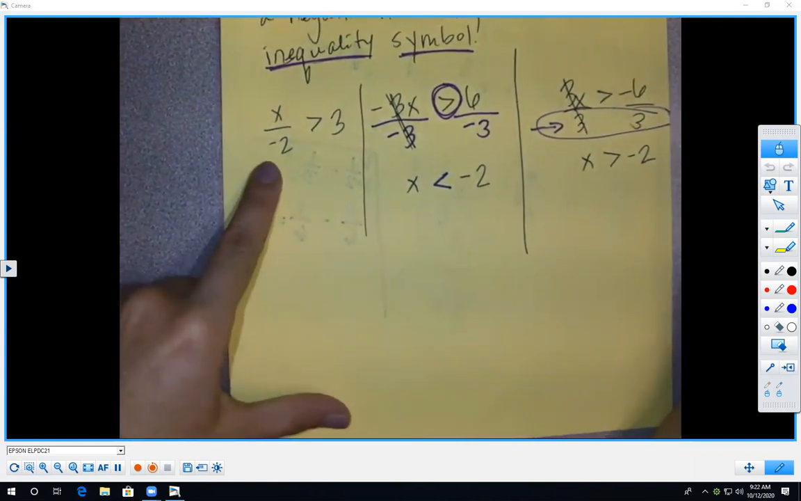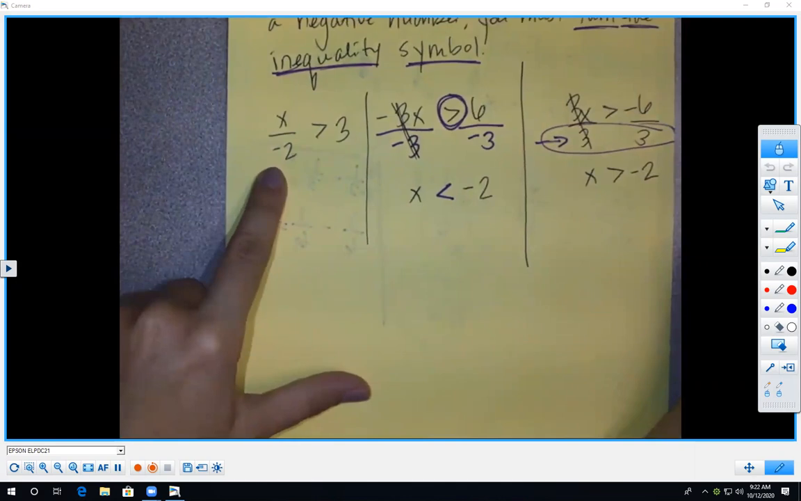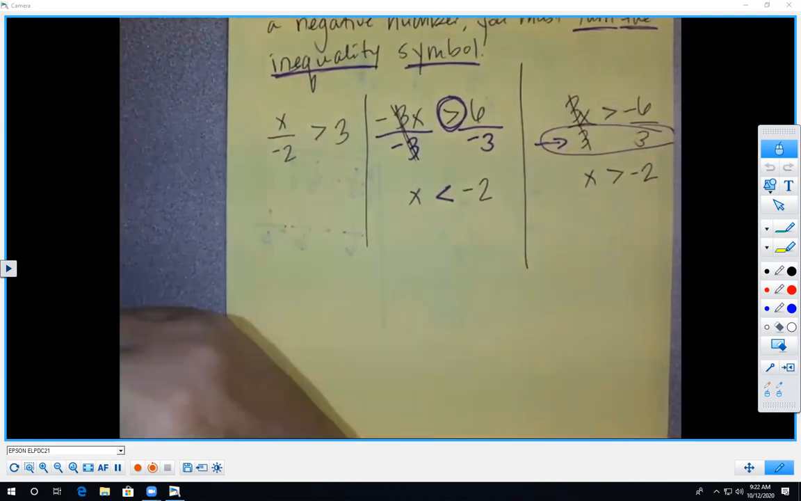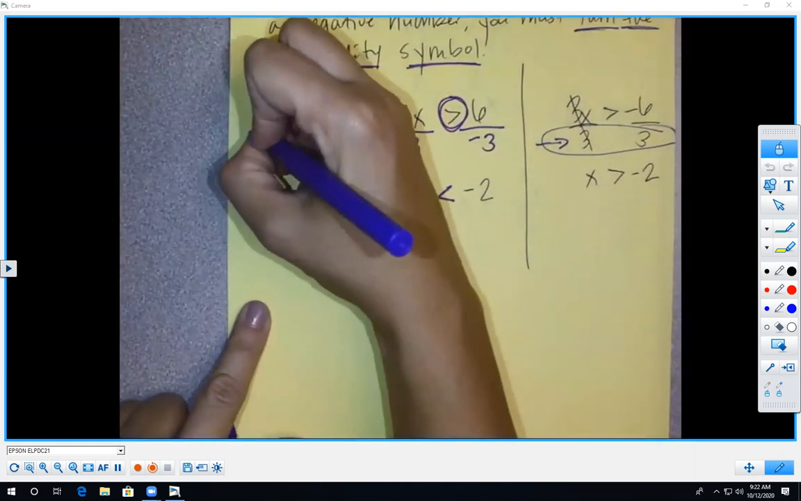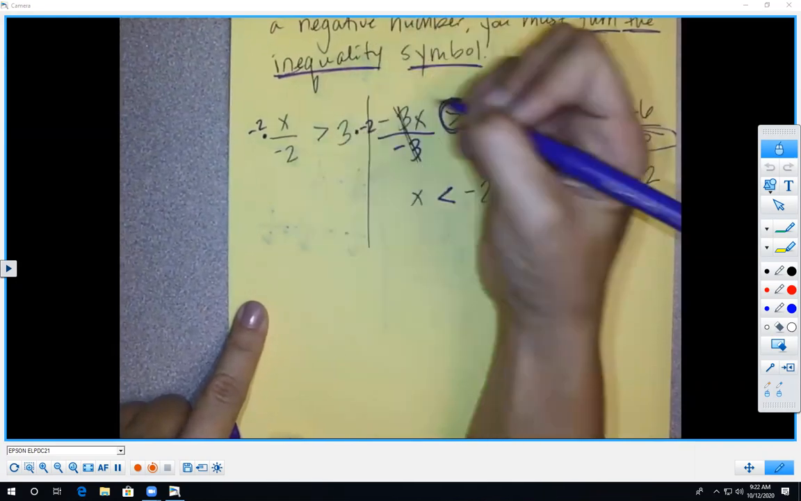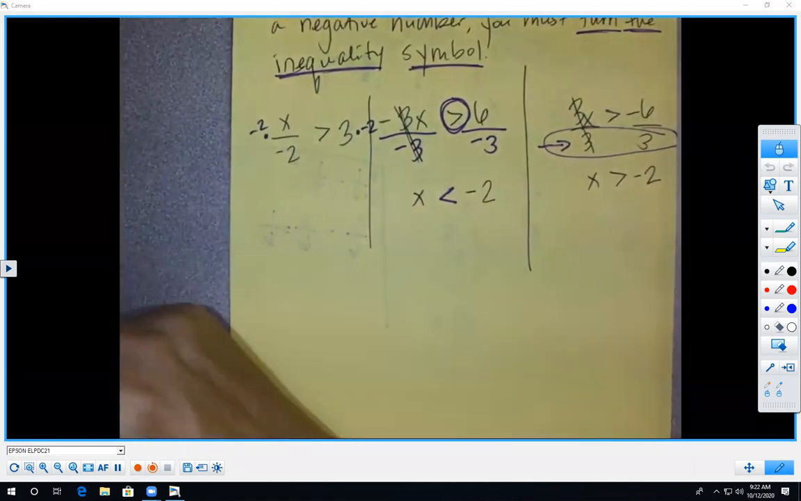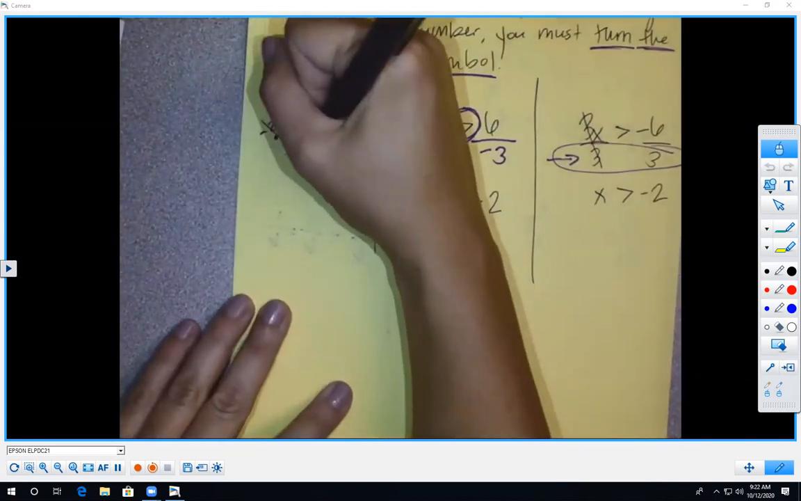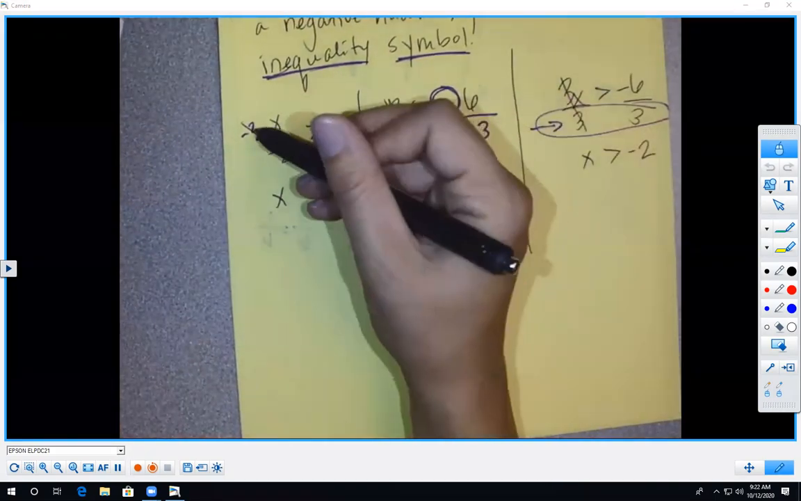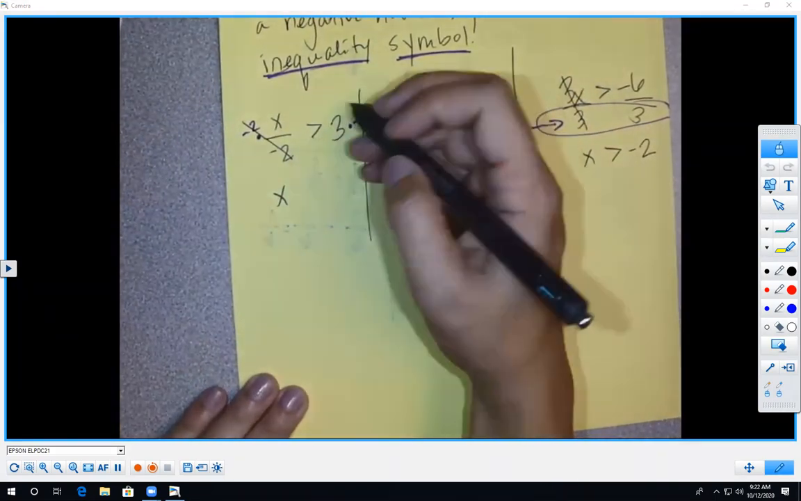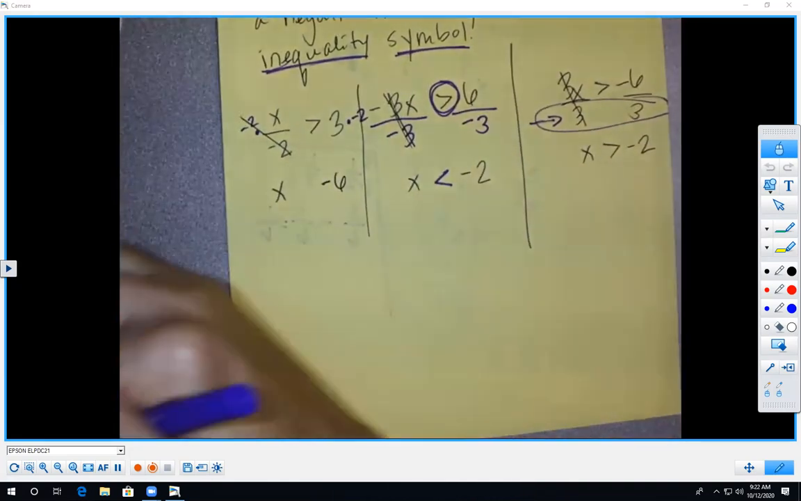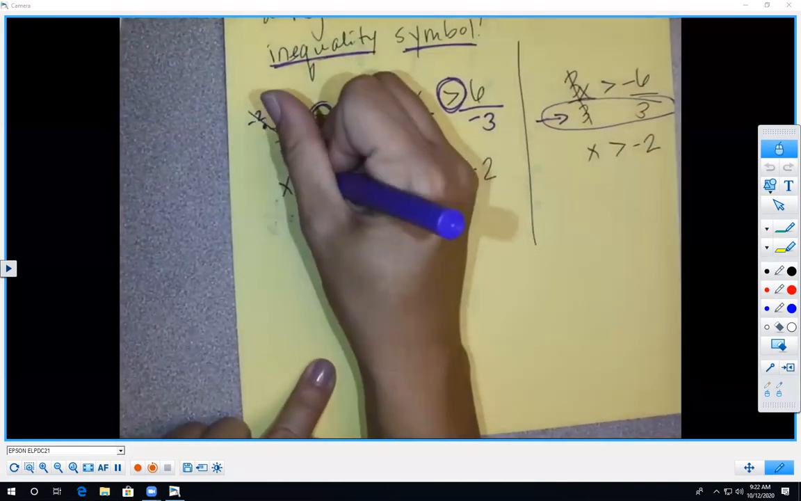In that case, how do I get x off? I'm sorry, how do I get the negative 2 off the bottom? Multiply by negative 2. Did I multiply both sides by a negative number? Yes, I multiply both sides by negative 2. So in this case, I have to turn the symbol. The negative 2's undo each other. 3 times negative 2 is negative 6. And this needs to turn around the opposite way.